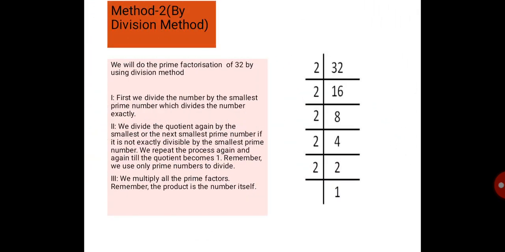Now the second method is the division method. Now we see the example, there is 32. We have to choose the smallest prime number which divides the number exactly. So I have chosen 2 here, and again we have to do it till the quotient becomes 1, like given in the picture. Understand everyone?